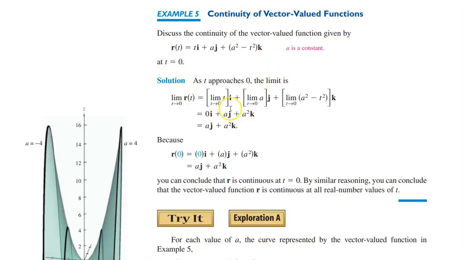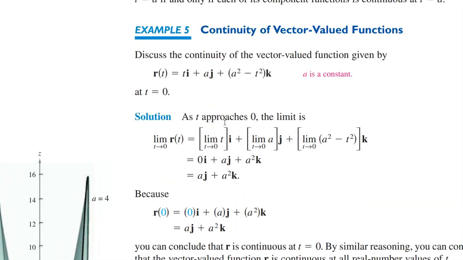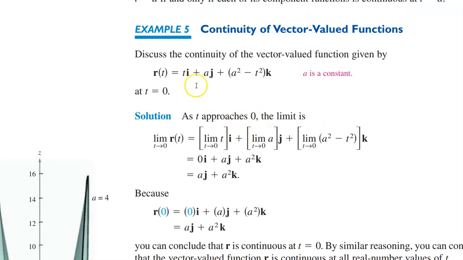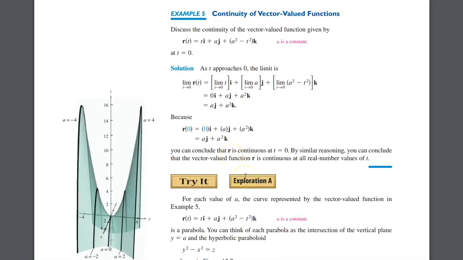So take the limit as t approaches 0 for all of these. What are you going to get? You're going to get a j and then a squared k. And that's a limit. When you actually plug in 0, you also get a j and a squared k. So you know that these are the same. Thus, it's continuous, not throughout. All you know from this information, where you've done the limit as t approaches 0 and r of 0, is that it's continuous at t equals 0. But you can extend that to other points and in general as well.